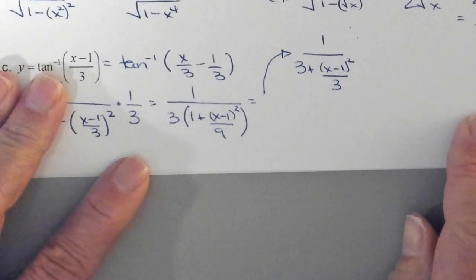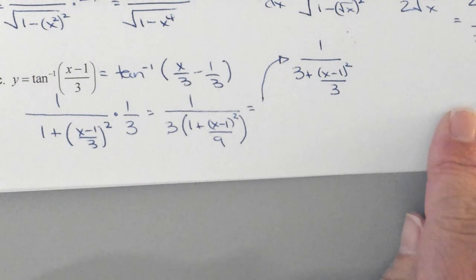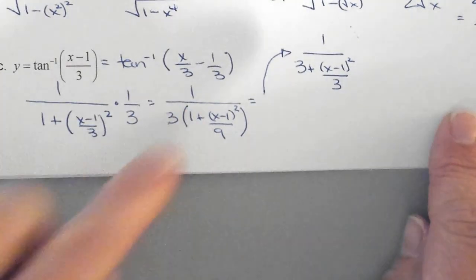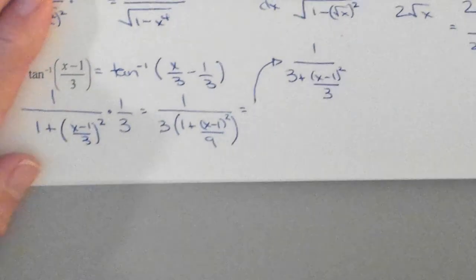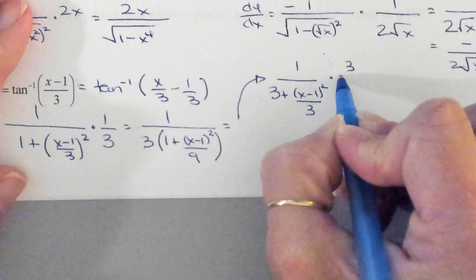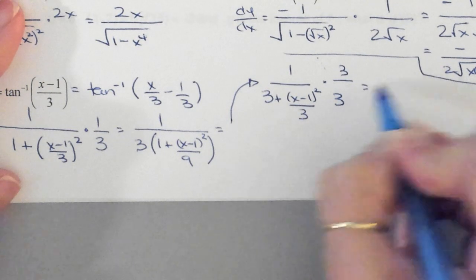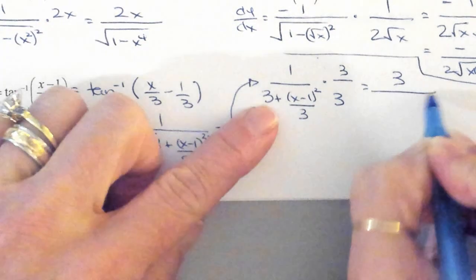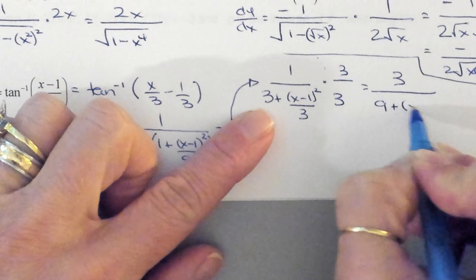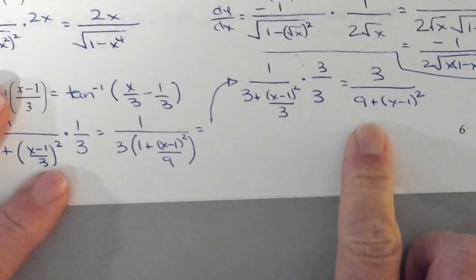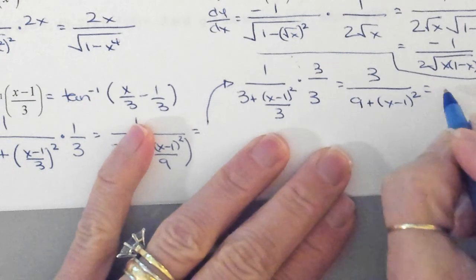Okay, so I have a complex fraction. How do I get rid of that? Don't get a common denominator. Get rid of your complex fraction. How do you get rid of it? Multiply by 3 over 3. Whatever your denominator is to get rid of, you want to multiply by that. So we're going to multiply by 3 over 3, which then is going to give me 3 in the numerator, 9 plus the quantity of x minus 1 squared. That's actually your answer, simplified. This is dy/dx.